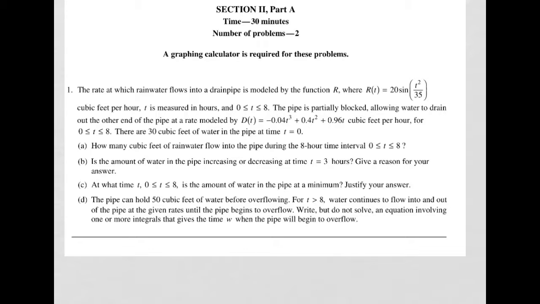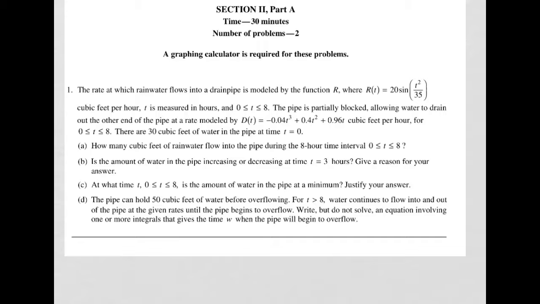This one's pretty easy if you have the calculator and you know what's going on. So, the rate at which rainwater flows in a drain pipe is modeled by the function R, the rate at which rainwater flows, in cubic feet per hour. T is measured in hours and T is between 0 and 8.